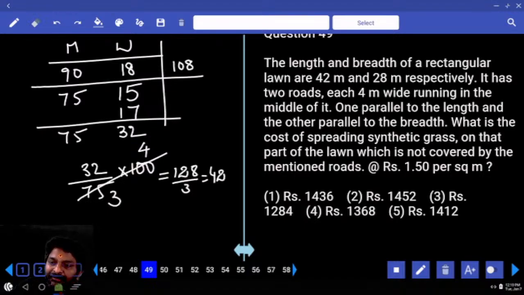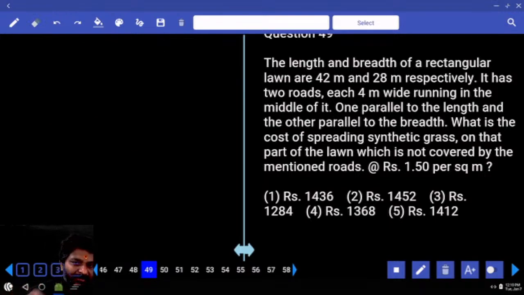The length and breadth of a rectangular lawn are 42 and 28 meters respectively. It has two roads, each 4 meters wide, running in the middle of it, one parallel to length, the other parallel to its breadth. What is the cost of spreading synthetic grass on that part of the lawn which is not covered by the mentioned roads at the rate of 1.5 rupees per square meter?